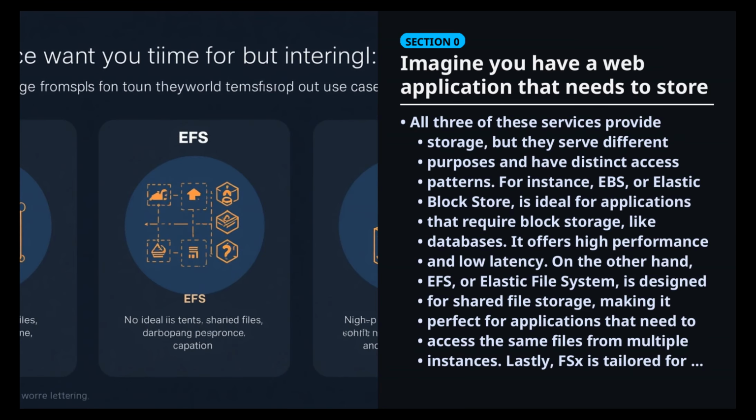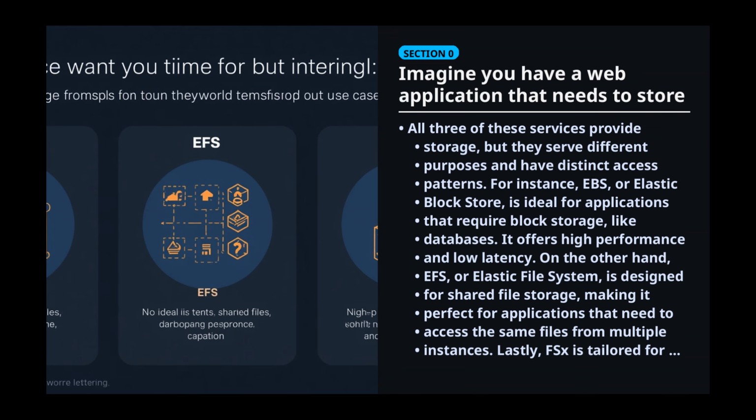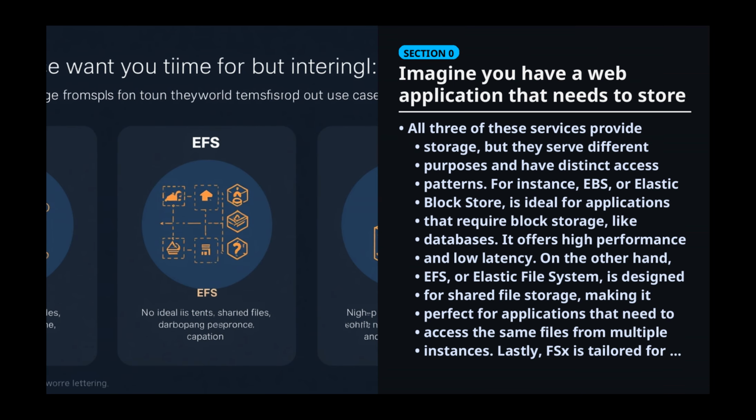All three of these services provide storage, but they serve different purposes and have distinct access patterns. For instance, EBS, or Elastic Block Store, is ideal for applications that require block storage, like databases. It offers high performance and low latency.